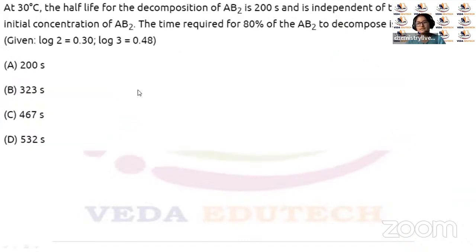Let us move on to the next question. You all can pause this for a moment and try this question. Then we'll discuss the concepts associated with this question.